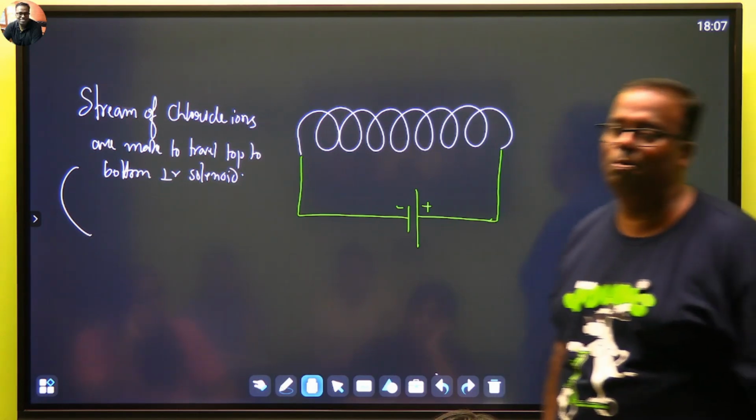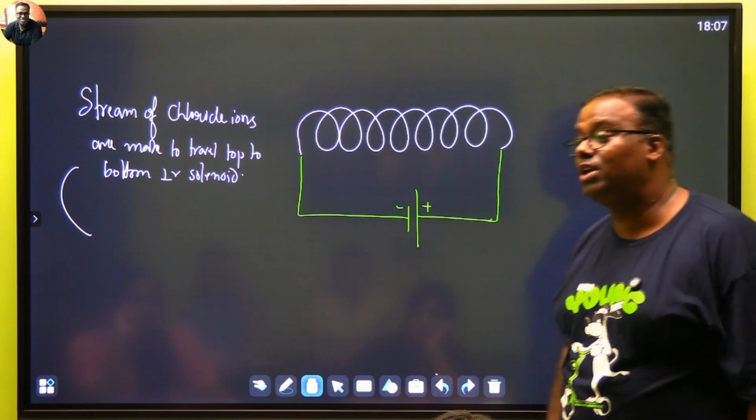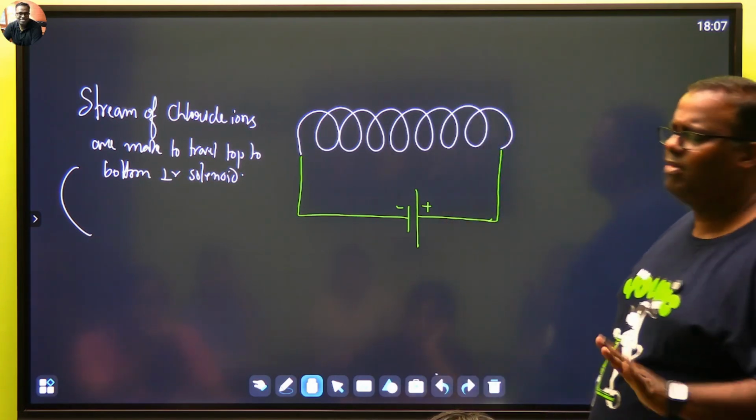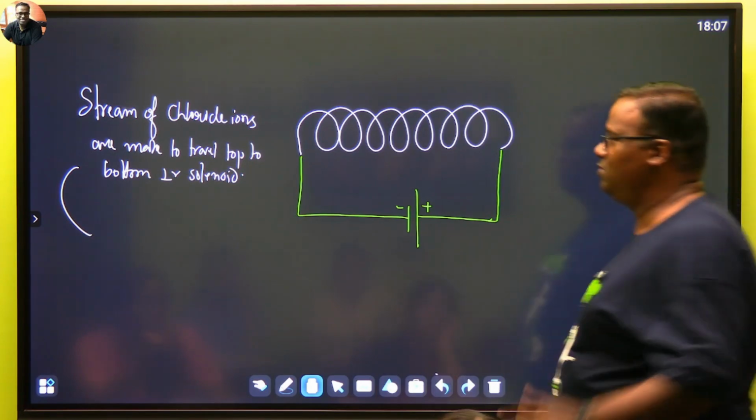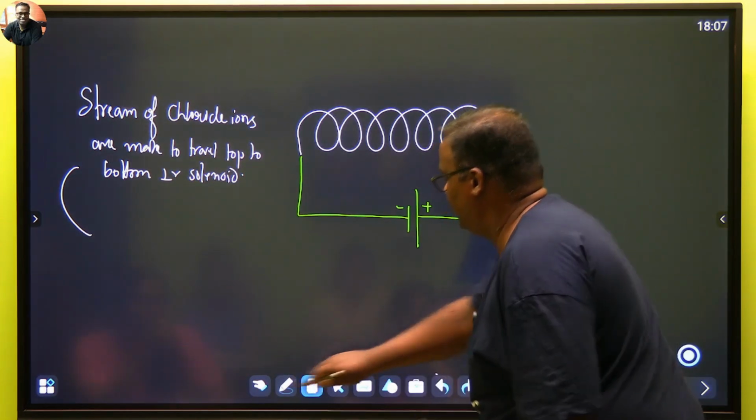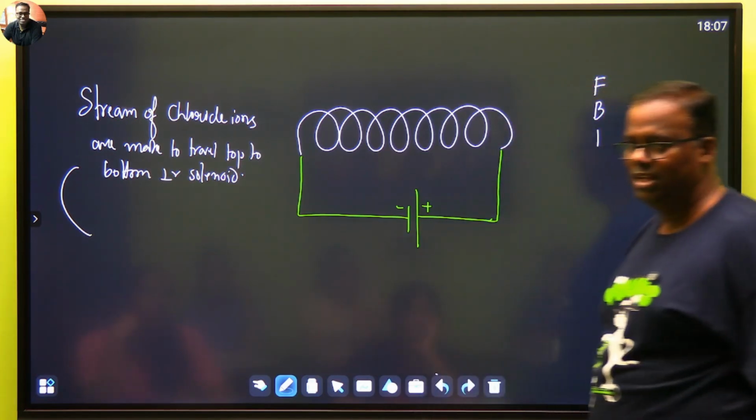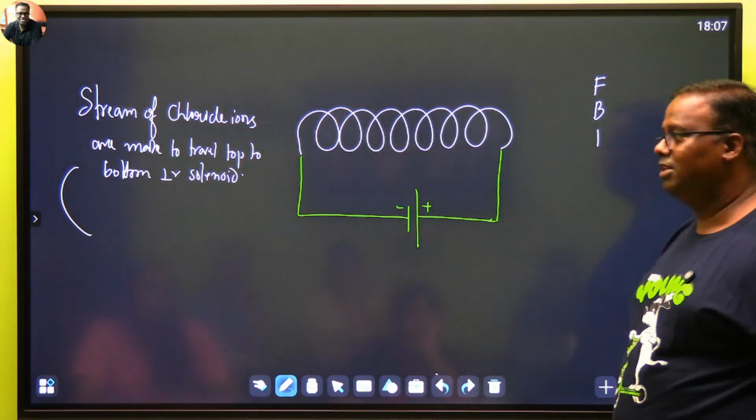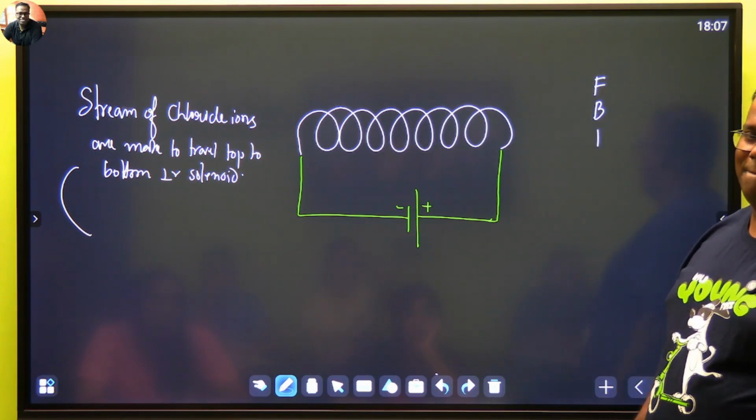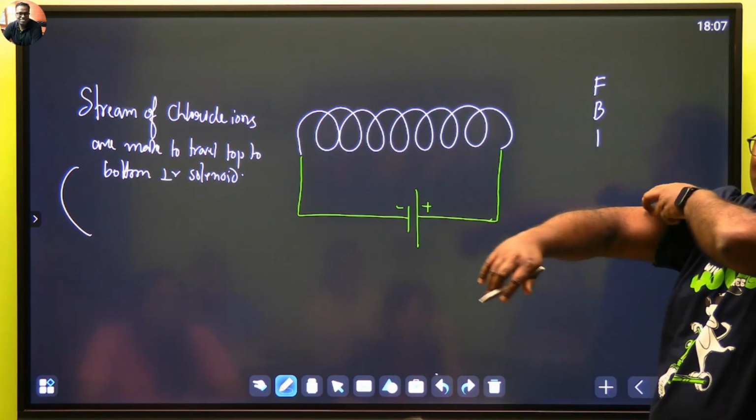This question will go back to Fleming's left-hand rule. Fleming's left-hand rule has got an act. Who are the actors in Fleming's left-hand rule? FBI always. So in Fleming's left-hand rule we have F, we have B, and we have I. Let's try to create those actors out here. Where do you see B out here? Around the solenoid. The solenoid will be creating the B, the necessary B.